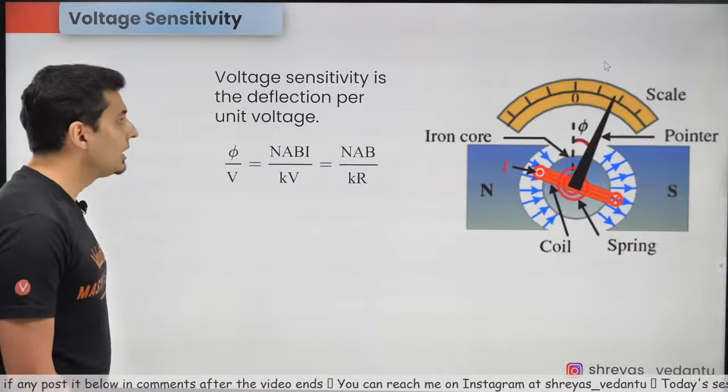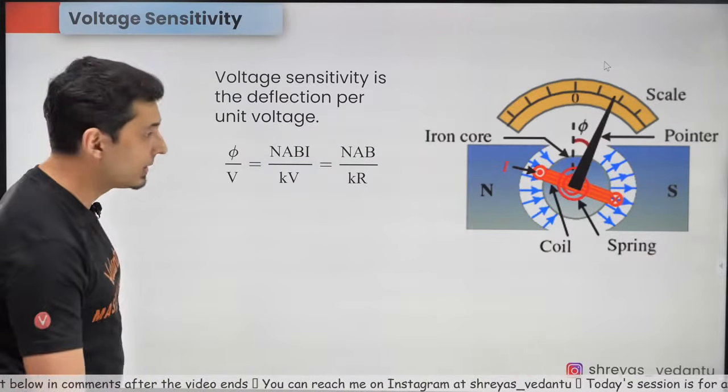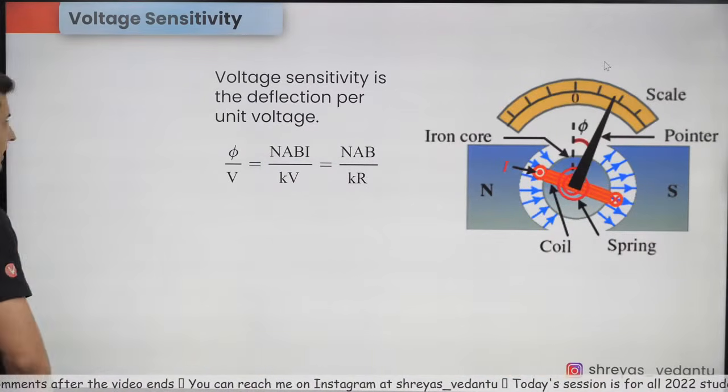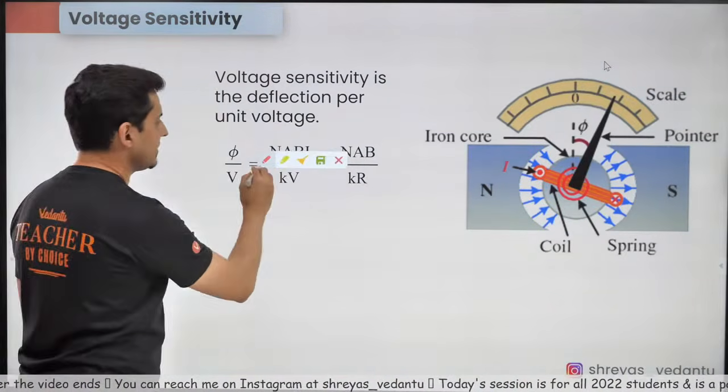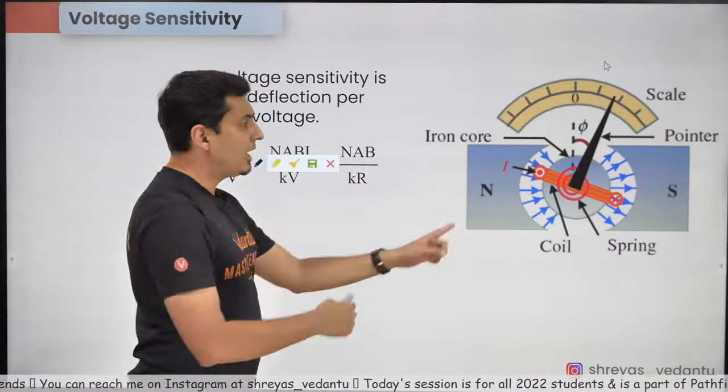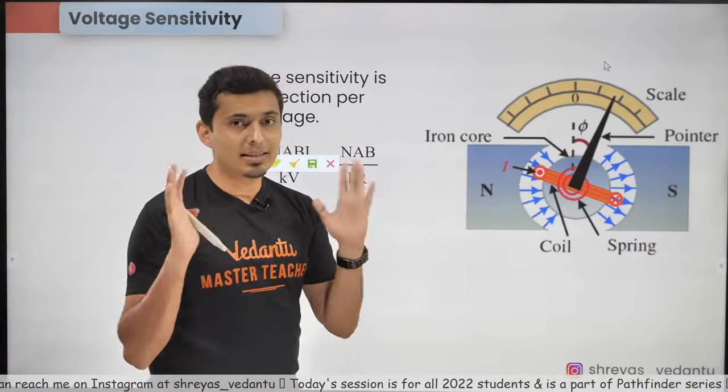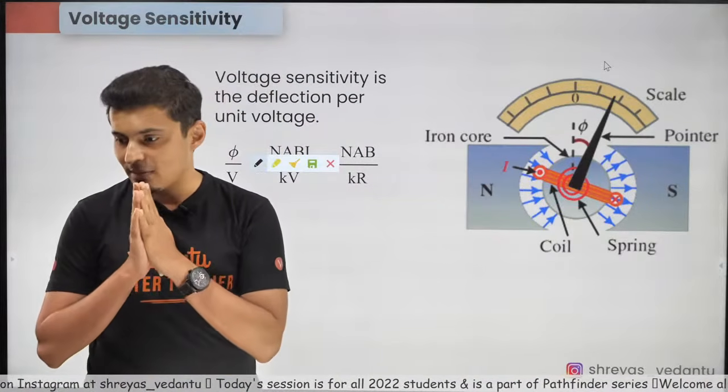The second thing that you need to remember is the voltage sensitivity. Any galvanometer coil will have some resistance.